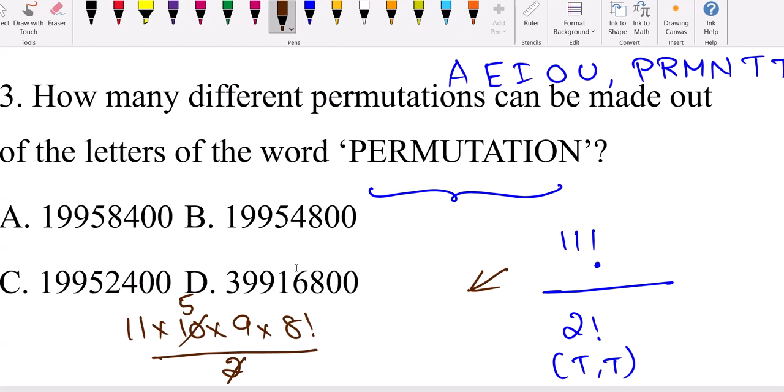Now what is the basic thing I'll check? Suppose you don't know 8 factorial, and I also don't know 8 factorial. Let it be. What will I check right now? My answer should be divisible by 9. When you do the product, the answer should be divisible by 9, because 11 into 5 into 9 is multiplied. What is the divisibility by 9 rule? The sum of digits must be divisible by 9.